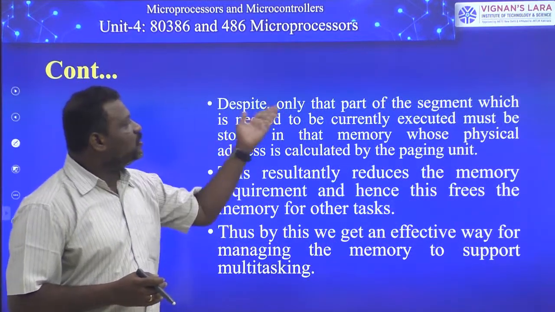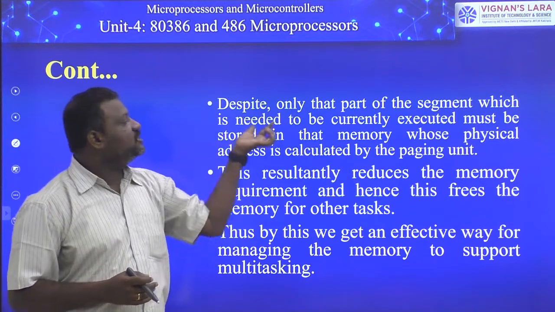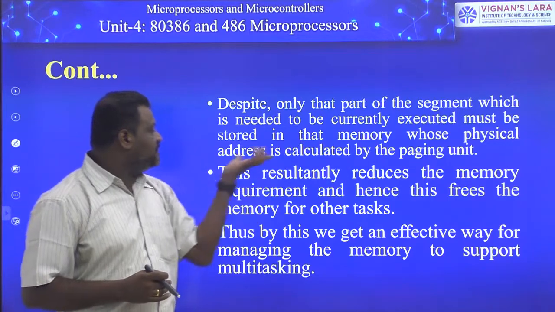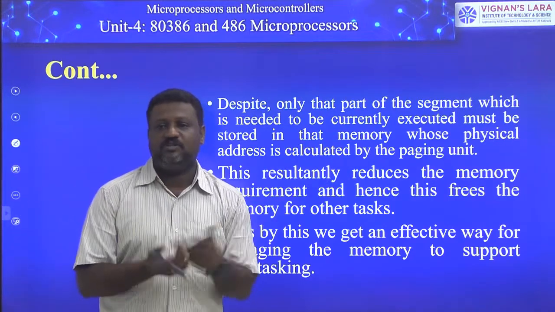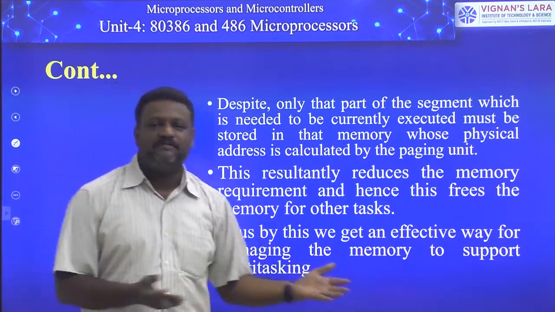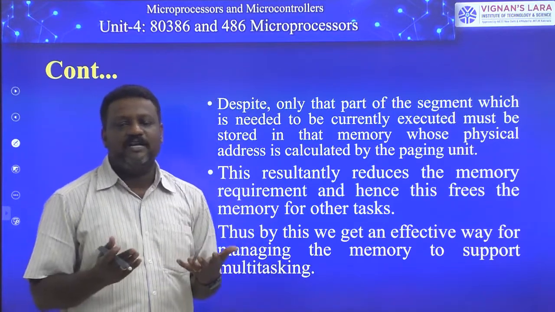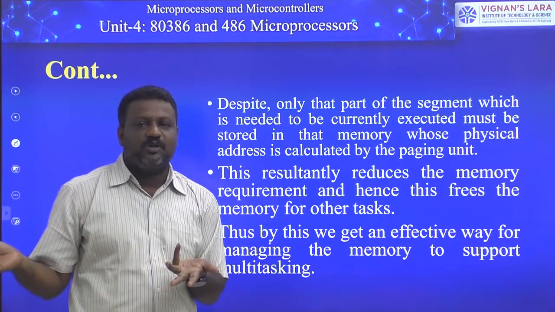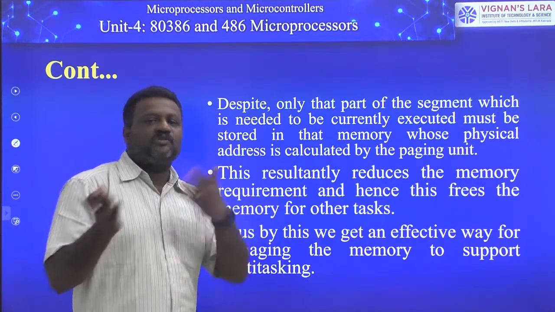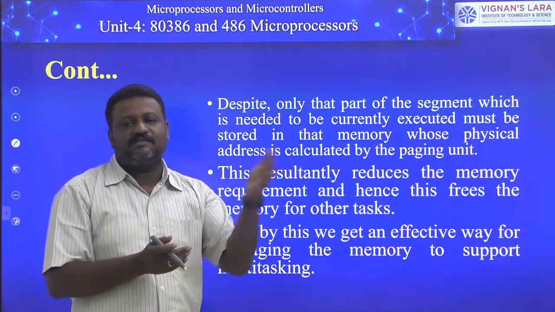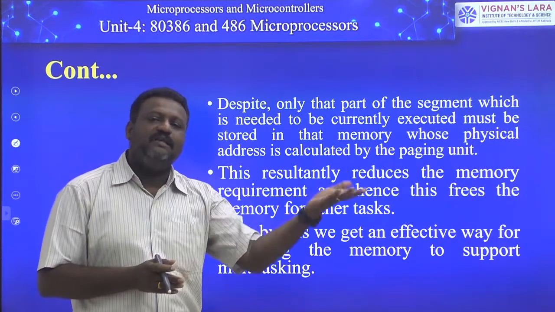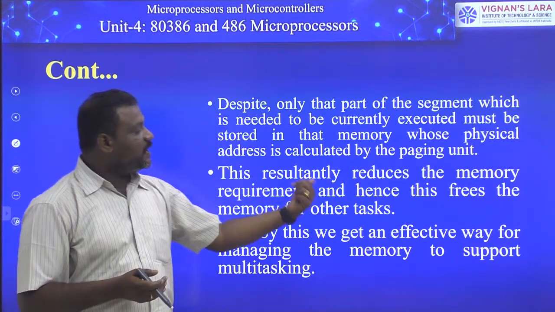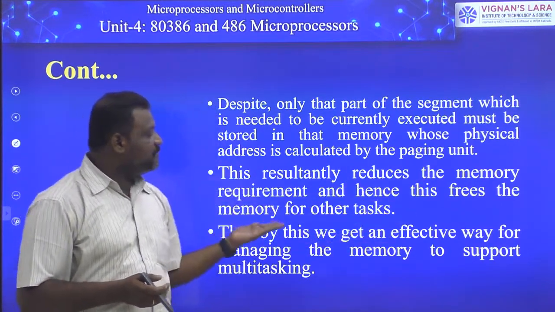Only the part of the segment which needs to be currently executed must be stored in that memory whose physical address is calculated by the paging unit. That's what I'm saying. I need not copy the whole information; only the portion I need I keep in main memory, and the rest I place in secondary memory. For the pages I keep in main memory, I convert the linear address into a physical address. This reduces the memory requirement and hence frees up memory for other tasks.